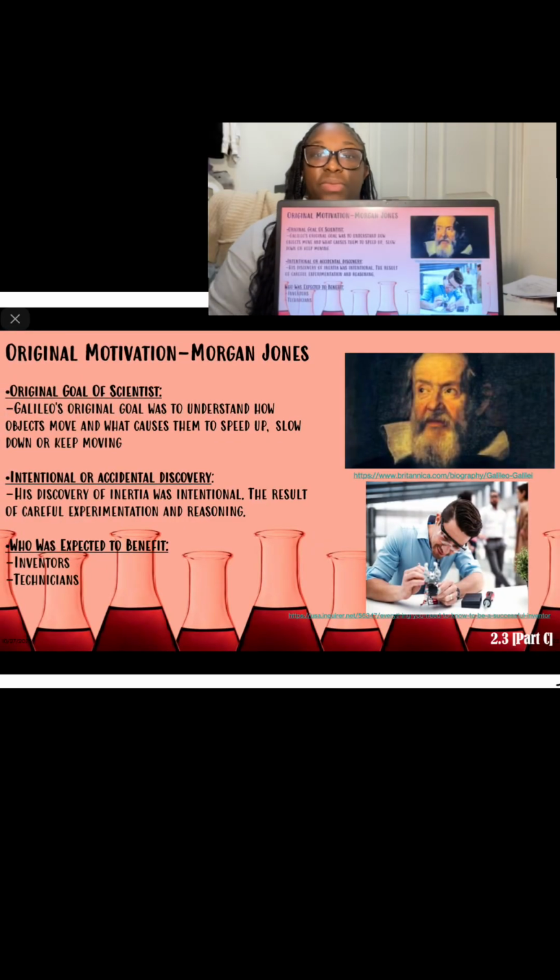Original motivation. Galileo's main goal was to understand how objects move and what causes them to speed up, slow down, or keep moving. His discovery of inertia was not an accident. It came from careful experiments and logical reasoning. At that time, people thought that motion always needed a force, but Galileo showed that objects resist change in motion on their own. The people who would have benefited most from this discovery were inventors and technicians, since it helped improve mechanical designs and also technology.